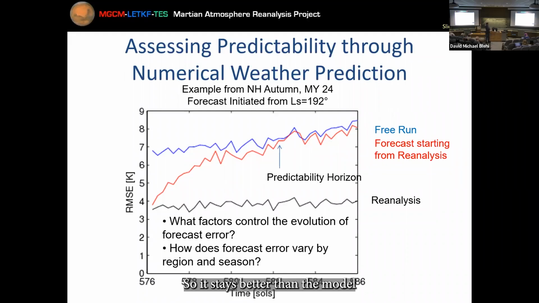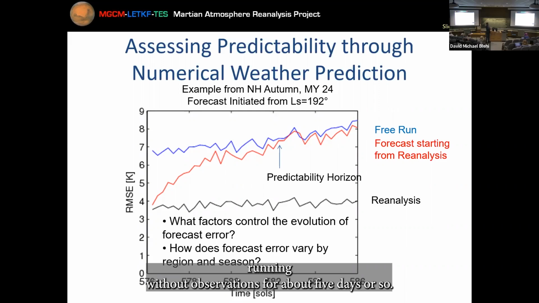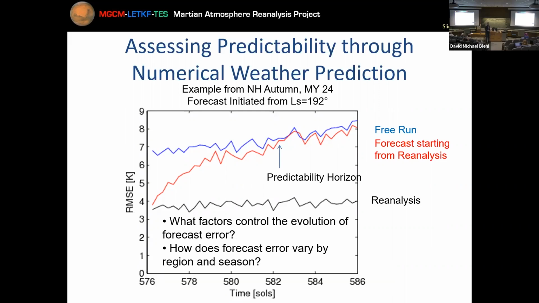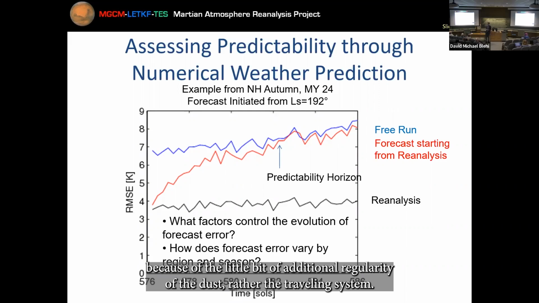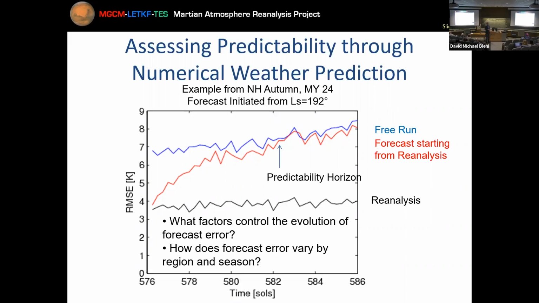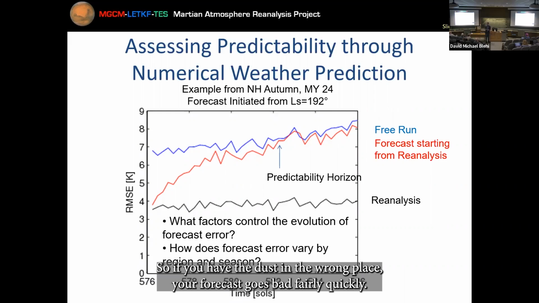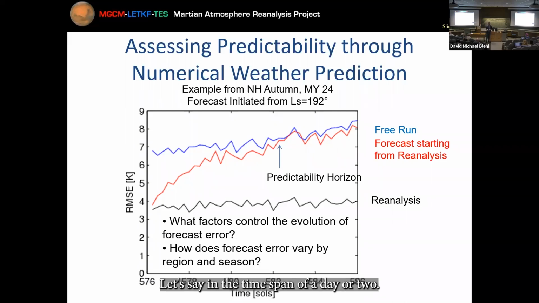It stays better than the model running without observations for about 5 days or so. So that's maybe a first view of the predictability of Martian weather. Now, on one hand, Mars weather is easier to predict than Earth's because of the additional regularity of the traveling weather systems. But on the other hand, Mars has a fast radiative time scale. So if you have the dust in the wrong place, your forecast goes bad fairly quickly, let's say in a day or two.